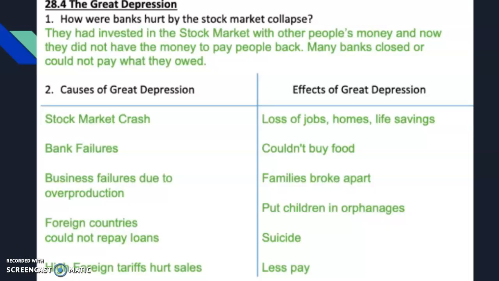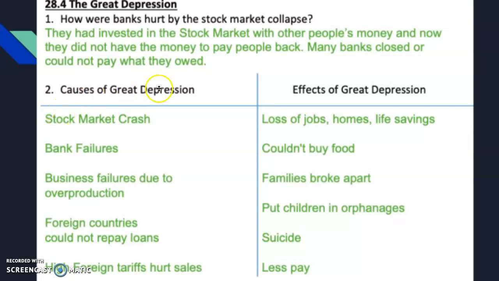So, as far as how banks were affected, they had invested a lot of money in the stock market. And as you guys know, it wasn't the bank's money, it was the people's money who had deposited it in the bank. And so when the banks lost the money in the stock market, they were actually losing people's money. And so a lot of banks had to close because they did not have the funds anymore and they couldn't pay back what they owed.